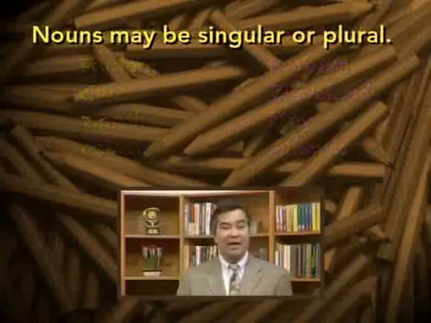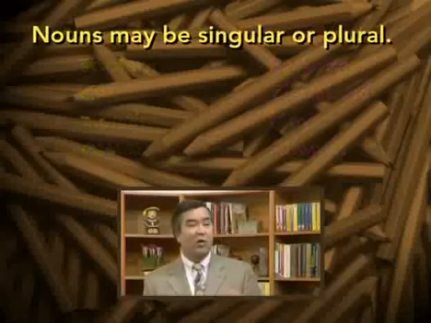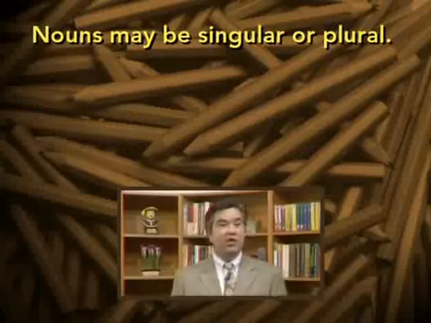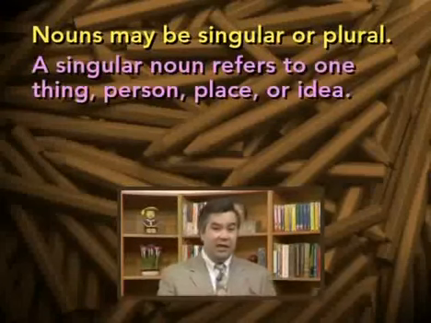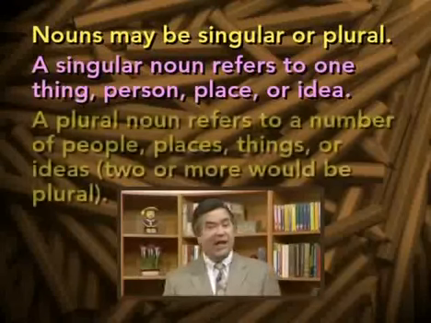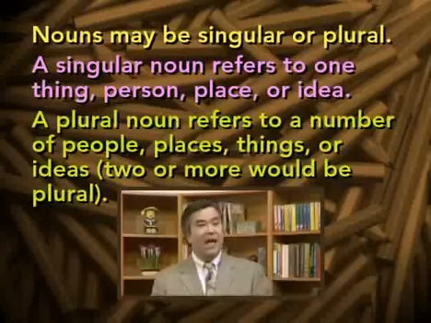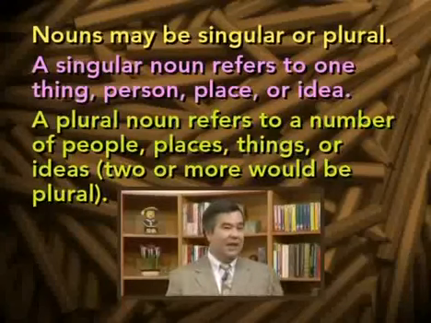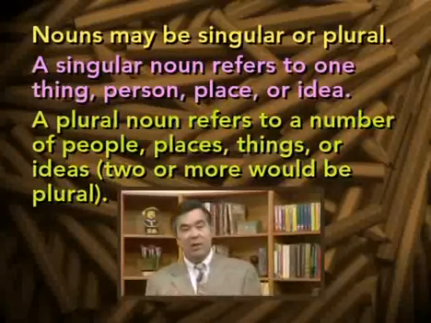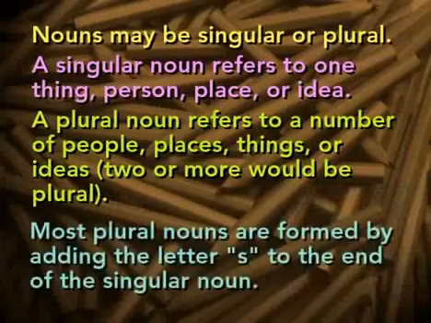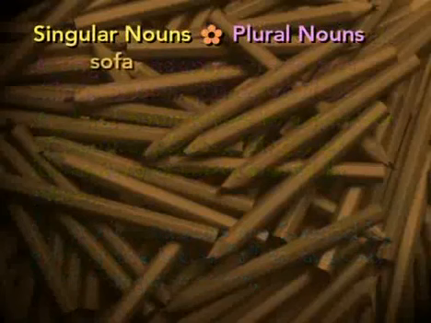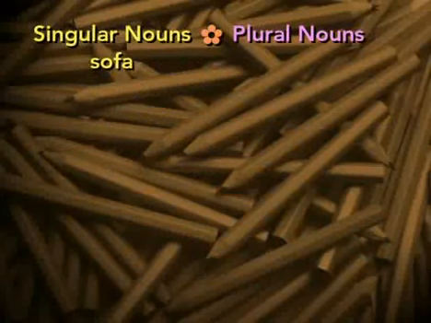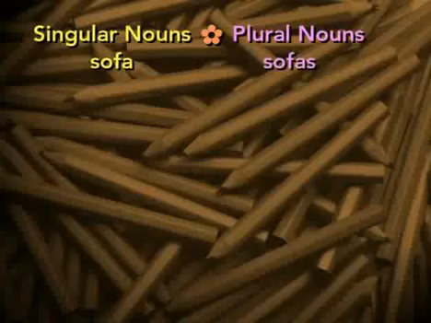One other thing to know about nouns is that nouns may be singular or plural. In English, we draw these two distinctions between a singular noun, which refers to one and only one thing, person, place, or idea, and a plural noun, which refers to a number of people, places, things, or ideas. Two or more would be plural. In English, most plural nouns are formed simply by adding the letter S to the end of the singular noun. So, for example, the common noun a sofa would be made plural simply by adding an S at the end and turning it into sofas.